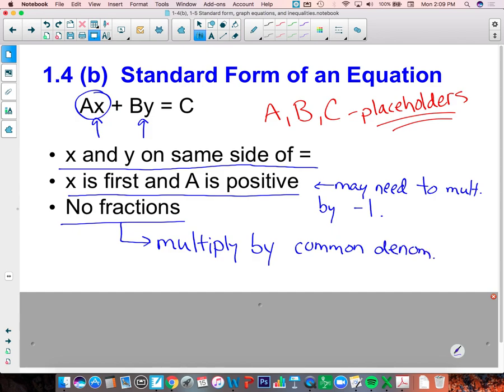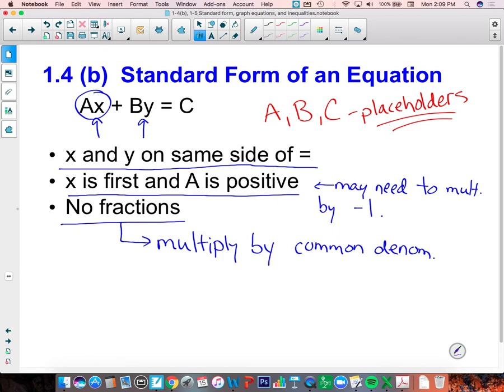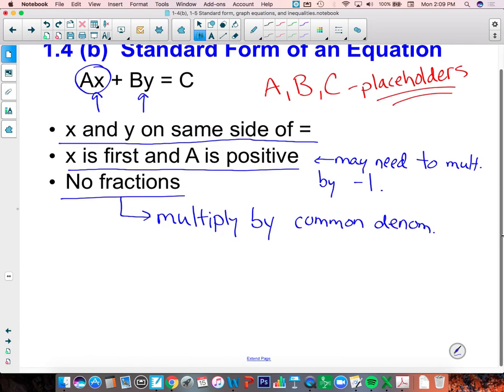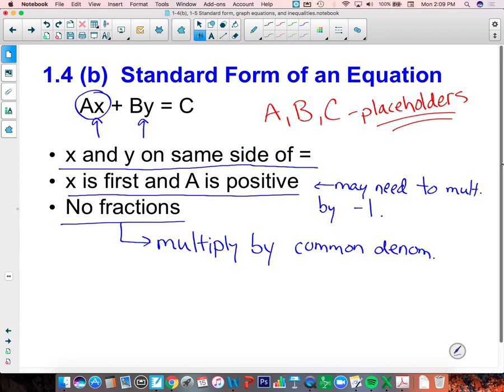That's how you get rid of fractions. You're going to multiply by that common denominator and make sure you distribute it through everything, and that should help you get rid of all the fractions. So those are your steps to getting standard form equations.